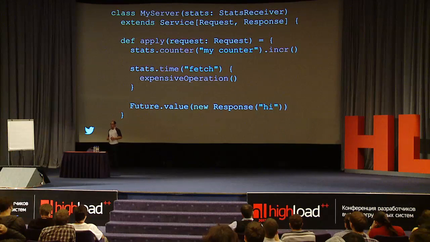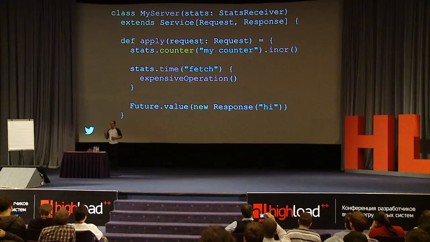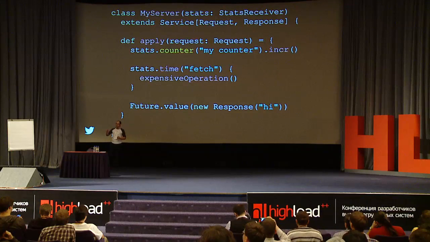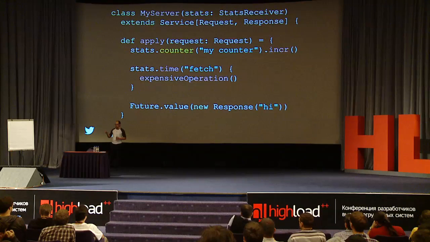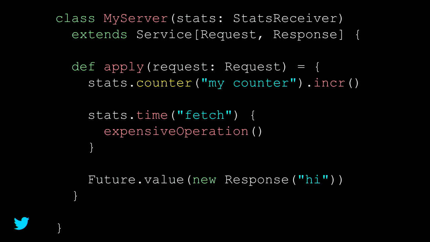Here we have the server thing we had again. Now we can pass a stats receiver into the server, and then we can call counter on it to register a counter that we're keeping track of for this variable. And you could also do timers. So here we're timing this expensive operation under the key of fetch. So when we go to hit that JSON page, we'll see a whole bunch of metrics under the key fetch for the P99 and the average and the count of those operations.